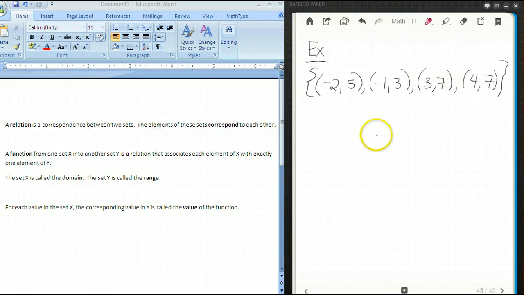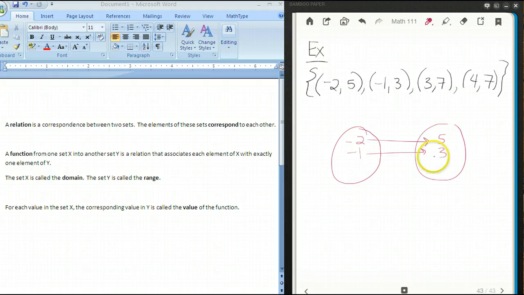Okay, remember it's okay if you think about your mapping for a second. If you like drawing the mapping, we could do this as a mapping. If we said -2 goes to 5, -1 goes to 3, 3 goes to 7, and 4 goes to 7. Okay, this is what the mapping would look like for this relation, right? And is it in fact a function? It is a function because there are no inputs over here that go to two different outputs, right? So yes, this is a function.